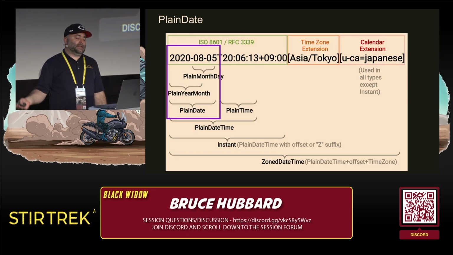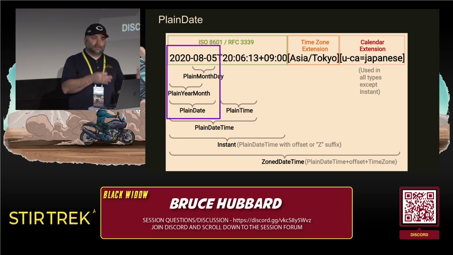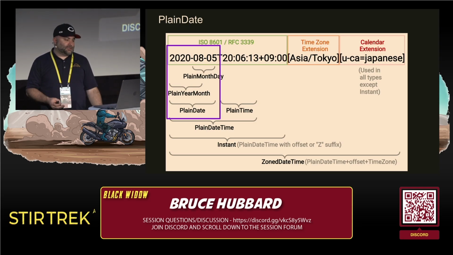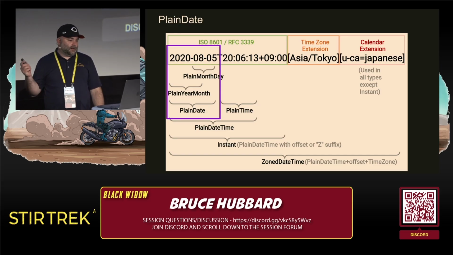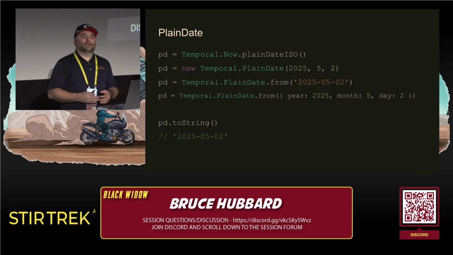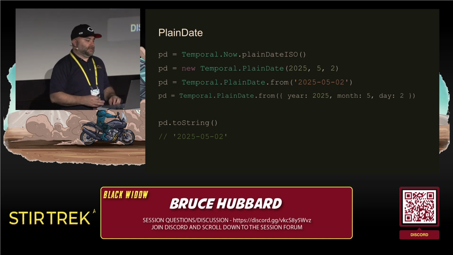Okay, so we talked about Instant. Now we're going to talk about PlainDate. PlainDate is just like the first several characters of these ISO date strings. So just like we saw with Instant, you might want to construct one of these. And so there's a constructor, but instead of taking nanoseconds, it takes year, month, and day, just like what you would expect a PlainDate to use.